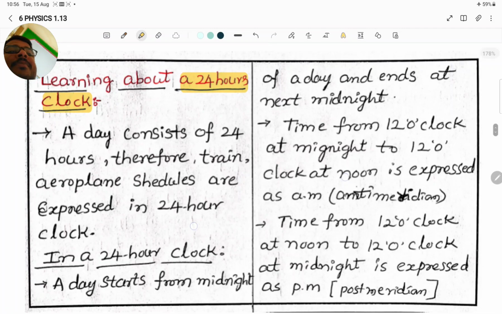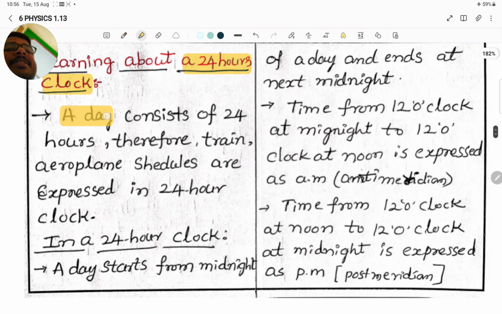Generally, a day consists of how many hours? A day consists of 24 hours, yes or no? A day consists of 24 hours. So that's why train and aeroplane schedules are expressed in the 24-hour clock. When you observe railway stations and airports, they mostly use the 24-hour clock only. Why? Because a day consists of 24 hours. Now what is the 24-hour clock?